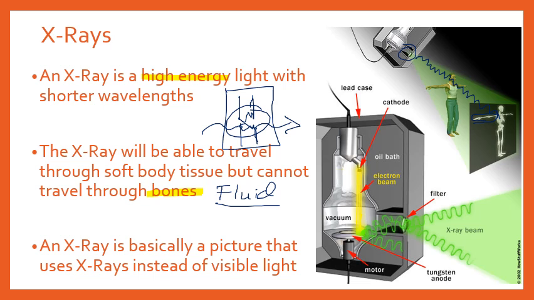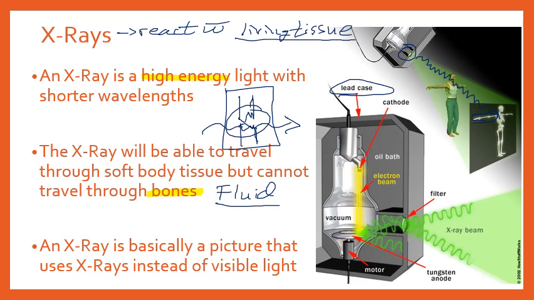Because it is high energy light, X-rays can actually react with living tissue, which is why you have to wear the big lead aprons. X-rays can't travel through lead. Usually the apron is over things like your reproductive organs, to make sure it doesn't react with the living tissue there and change it. It's just an extra precaution to make sure you're not exposed to too much radiation, really only the area that they need to image.